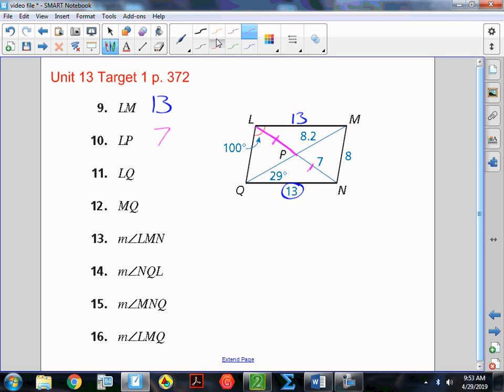LQ. LQ is the left-hand side of the parallelogram. It should be congruent to the right-hand side of the parallelogram. Opposite sides are congruent. So 8.